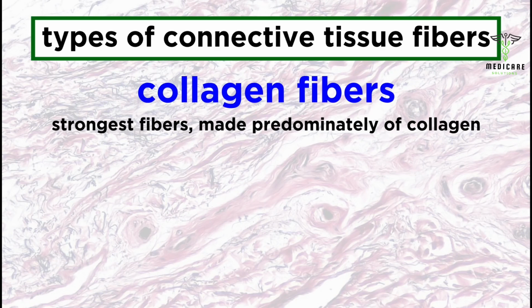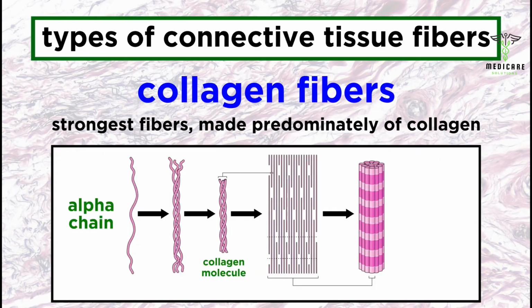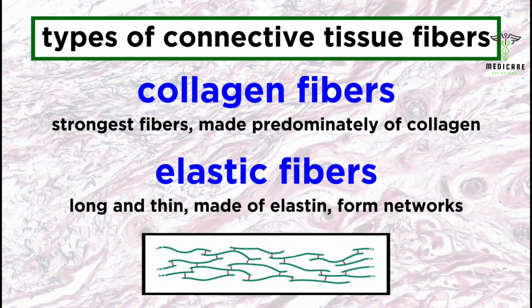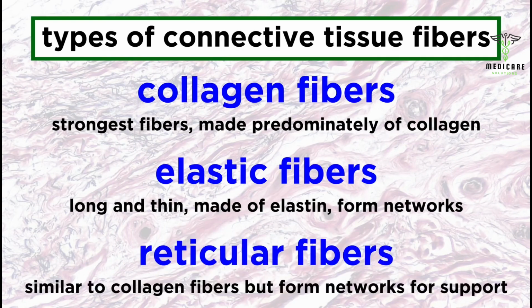Collagen fibers are the strongest, made predominantly of the protein collagen, as one might guess, which is the most abundant protein in the body. These proteins are assembled into cross-linked fibrils and then bundled together to form fibers. Gram for gram, these fibers are stronger than steel and prevent things from being pulled apart. Then there are elastic fibers. These are long and thin, made of a stretchy protein called elastin, and they form networks within the extracellular matrix. Lastly, there are reticular fibers. These are similar to collagen fibers, but they form networks supporting other types of tissue.